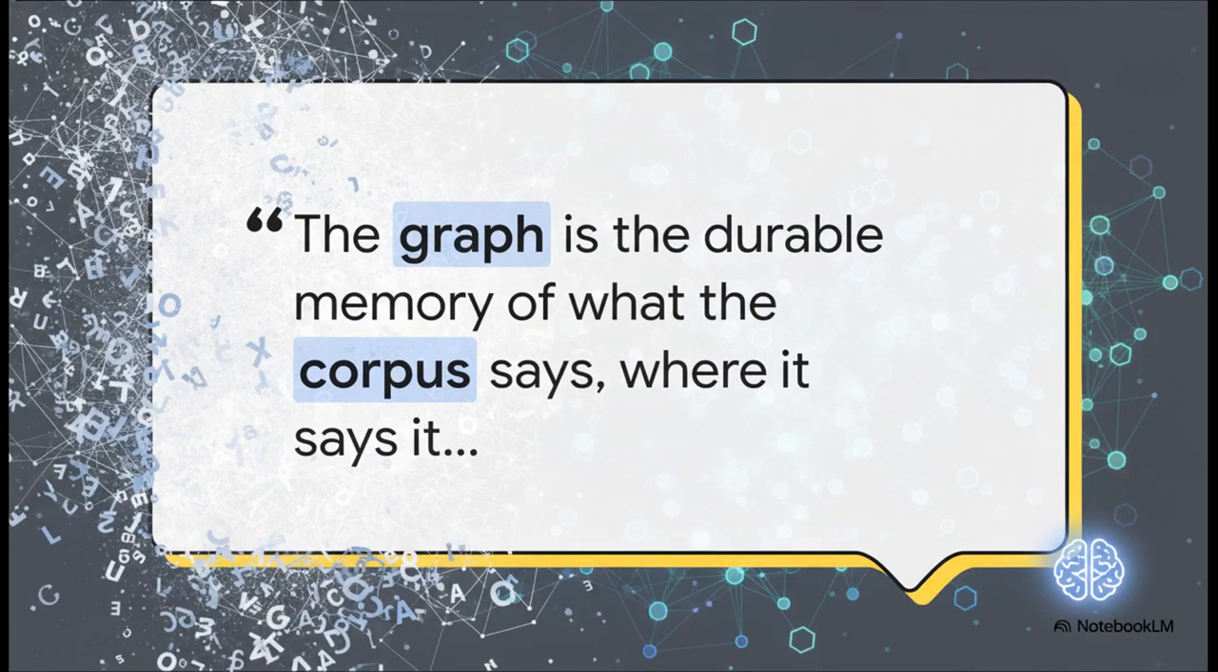This quote really hits the nail on the head. The graph is the durable memory of what the corpus says, where it says it, how confidently it was interpreted, which authorities confirmed it, and which uncertainties still require review.